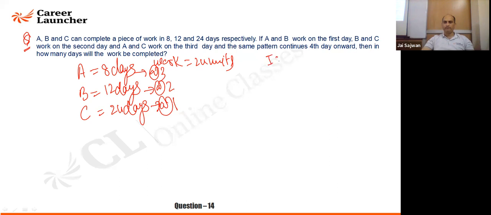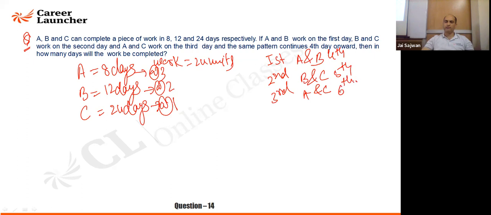Now, first day, it is A and B working. Second day, it is B and C working. Third day, it is A and C working. And then the same thing will repeat. Fourth day, again A, B. Fifth day, it is B and C. And sixth day, it is A and C.